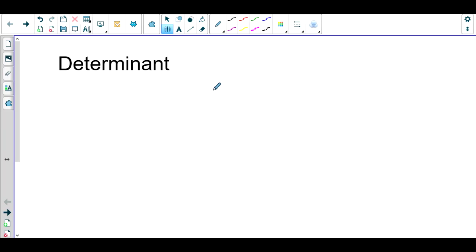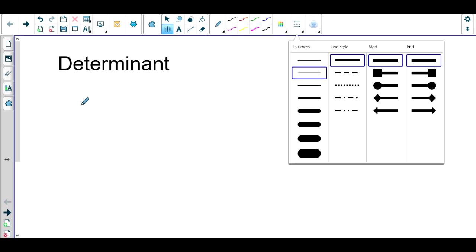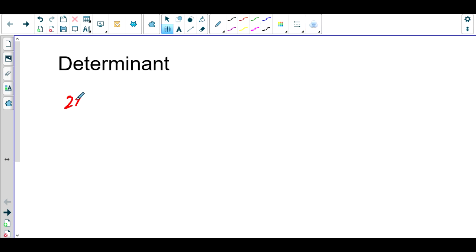Okay, let us start our discussion. Today we want to talk about determinant, like if a matrix is given to us, how we can find the determinant of this matrix. Okay, let's start with 2 by 2. 2 by 2 means a square matrix of order 2.